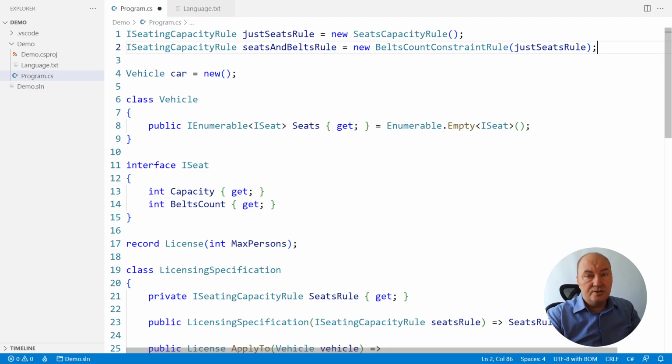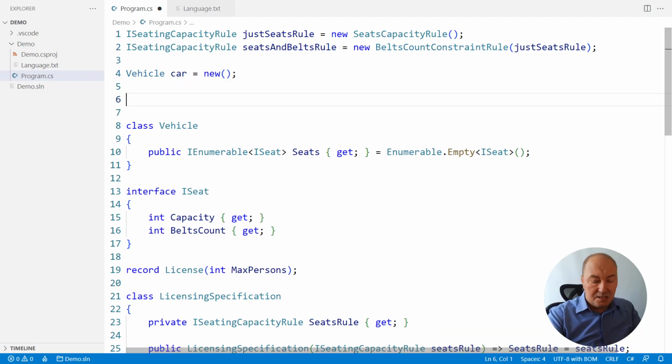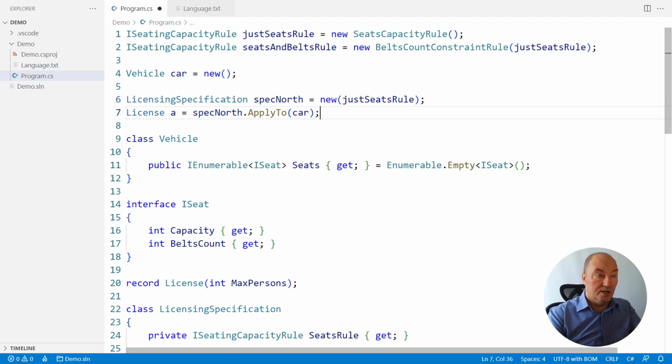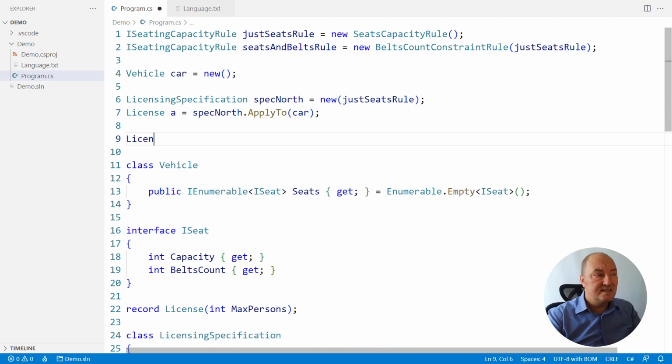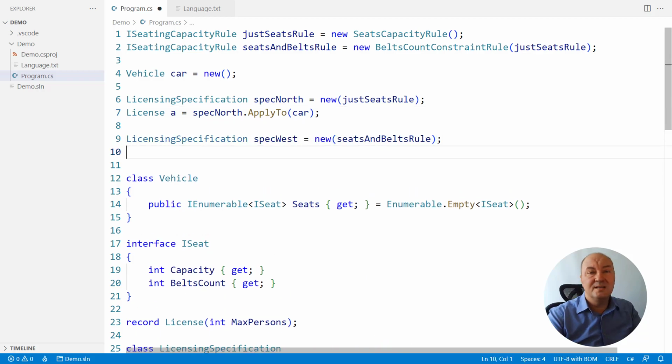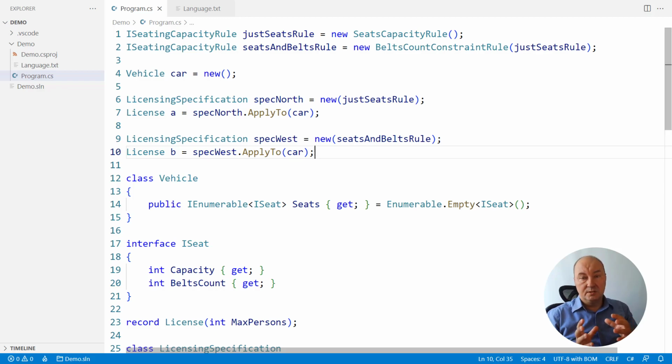And so if we wanted to register a car, there would be a licensing specification also prepared when the application starts, that is filled with the just seats rule in one part of the country. And we would issue a license for the car by calling the apply to method on that spec. In a different state where a different law is in effect, there would be a different setup for the licensing specification, but exactly the same process of issuing a license for the car. So we have a rich, detailed domain model for this small part of that supposedly larger domain.